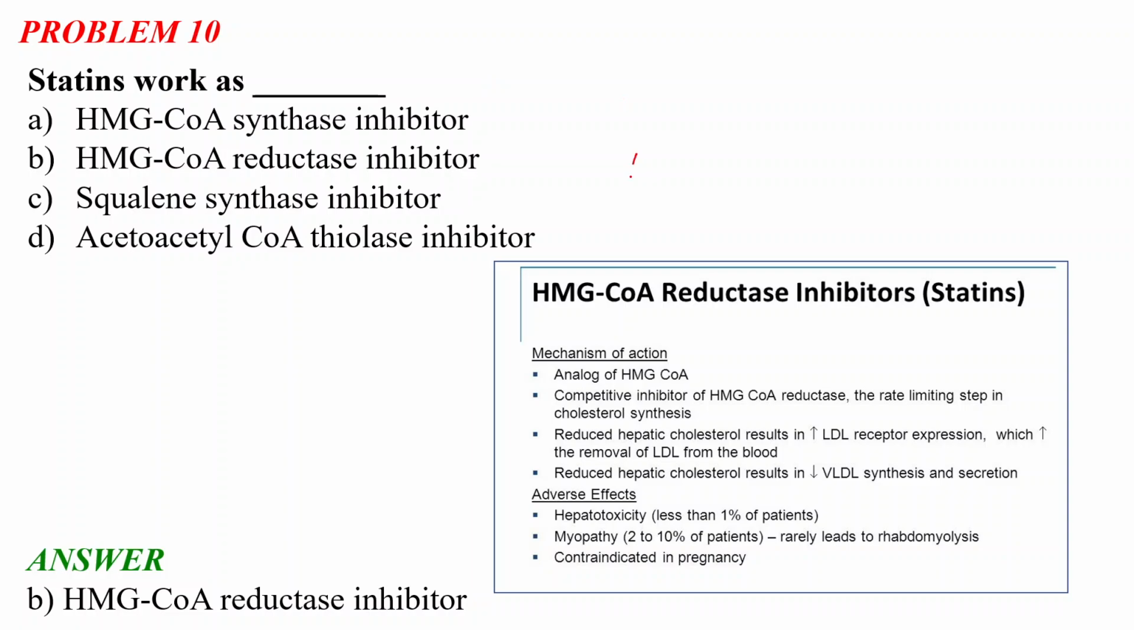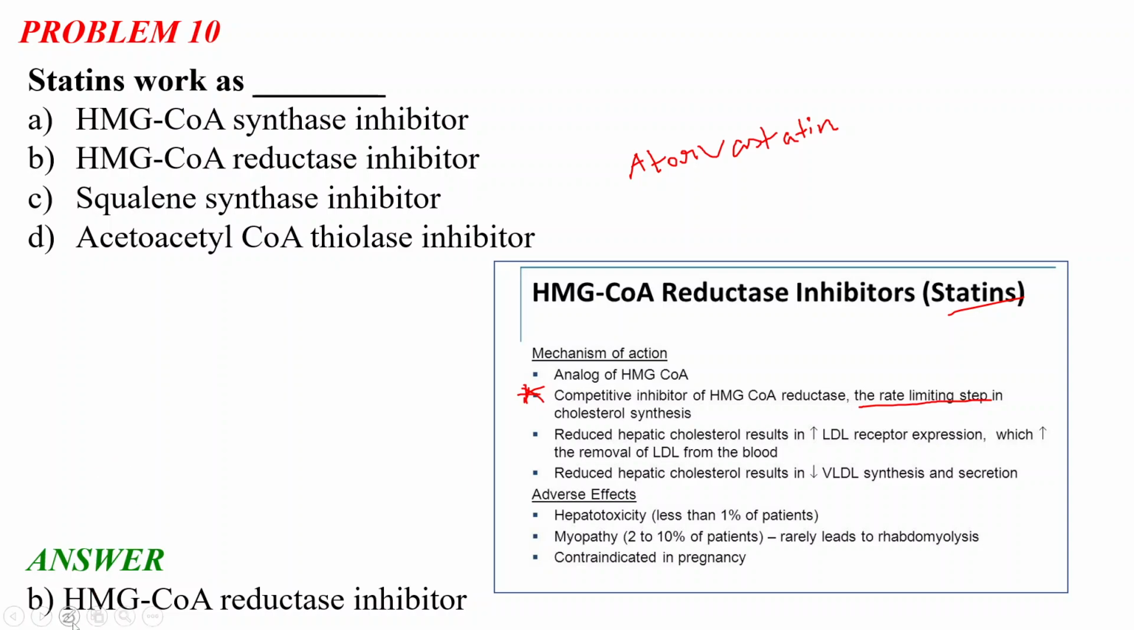As I said, it is very important, and I suggest please remember a few examples. Atorvastatin is an example of an HMG CoA reductase inhibitor, and I suggest please remember a few names of these statins, because they are a very important class of drugs. And remember, the second point is very important: they are competitive inhibitors of HMG CoA reductase, the rate limiting step in cholesterol biosynthesis.